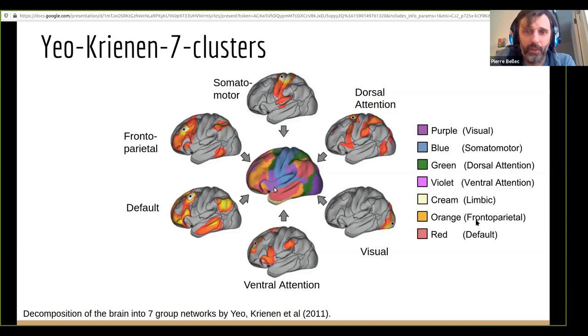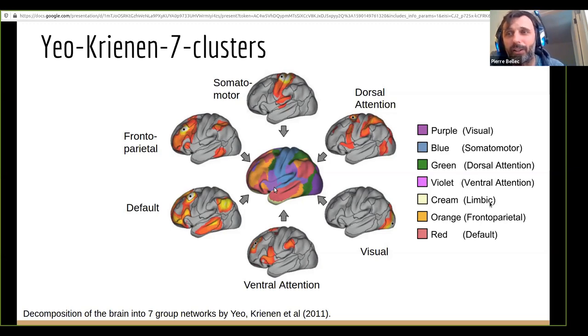Now, it says 7 clusters of Yeo, Krienen, and you only have 6. It's because there's the cursed network, one that didn't make it to the figure, and that is the mesolimbic network. So it includes temporal pole and orbitofrontal cortex. You can see it actually here a little bit in cream, the limbic network. It's actually robust. It's actually a fascinating network.